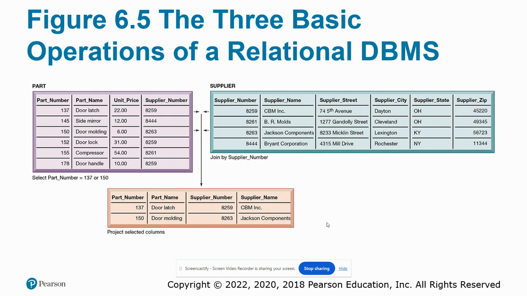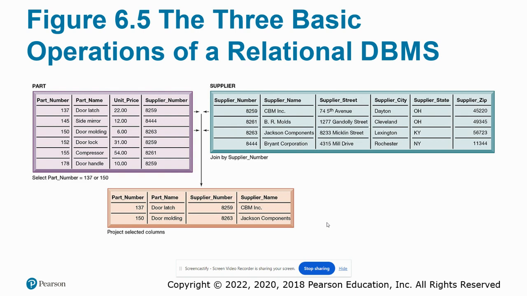The select, join, and project operations enable data from two different tables to be combined and only selected attributes to be displayed. So this graphic illustrates the result from combining the select, join, and project operations to create a subset of data. The select operation retrieves just those parts in the part table whose part number is 137 or 150.